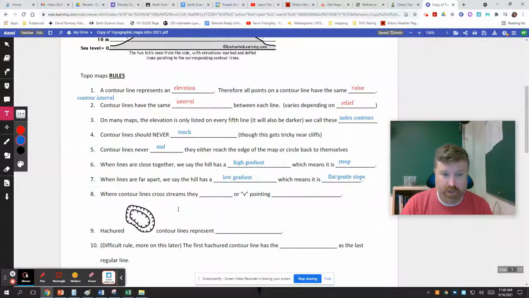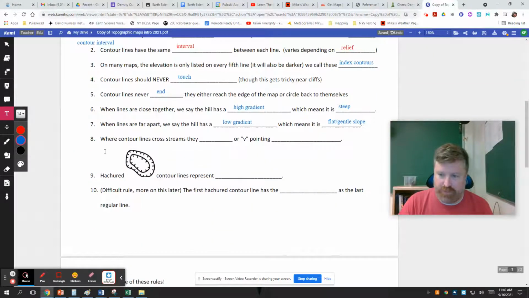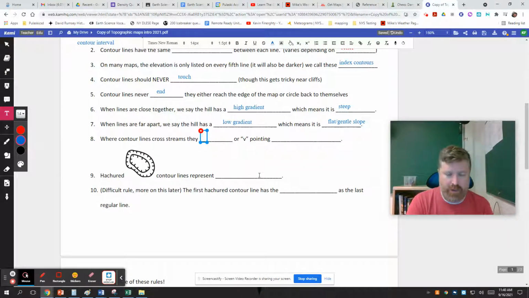All right, sound good? Number 8 ups the ante a little bit. It's going to get a little bit harder. When contour lines cross streams, they what? What do I usually say here? They bend. They bend upstream, pointing upstream. Let's do it that way.